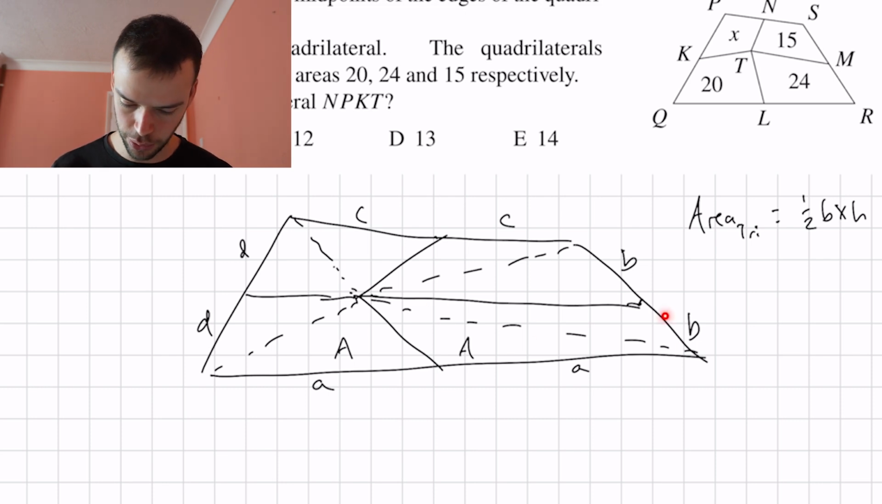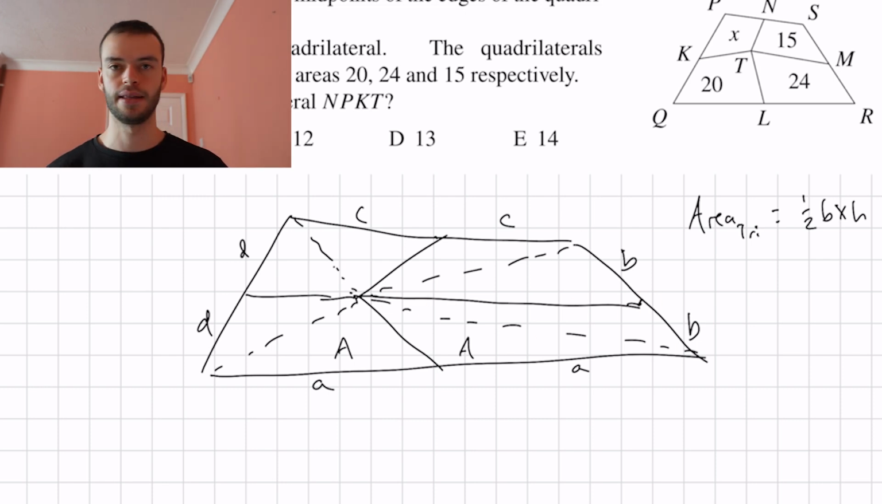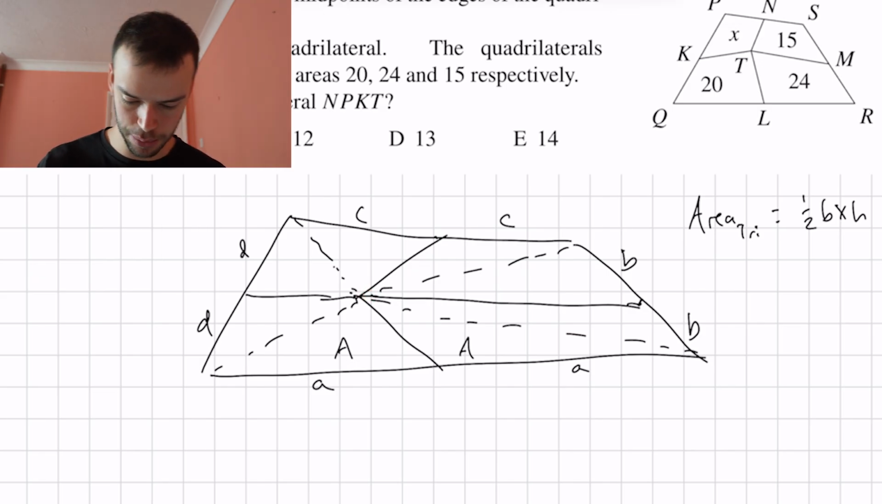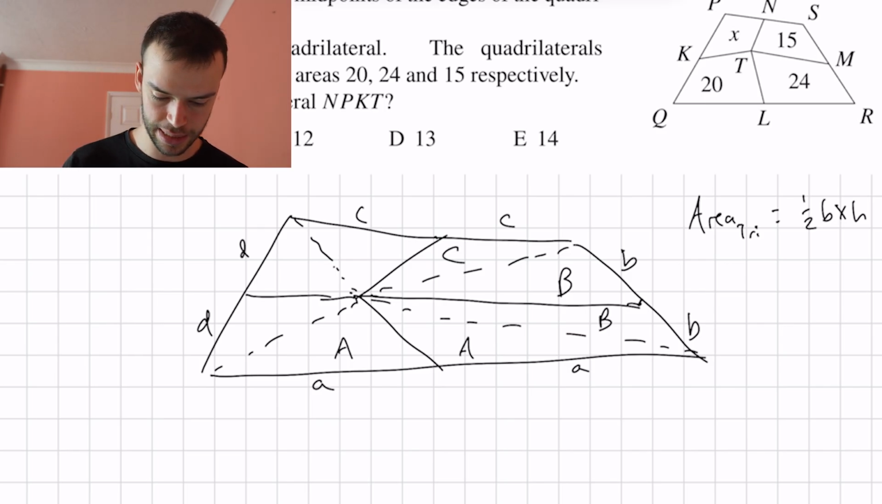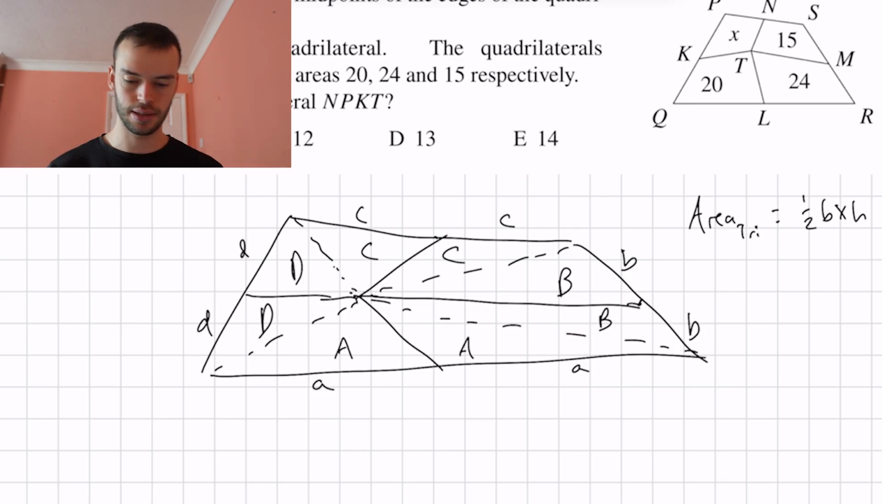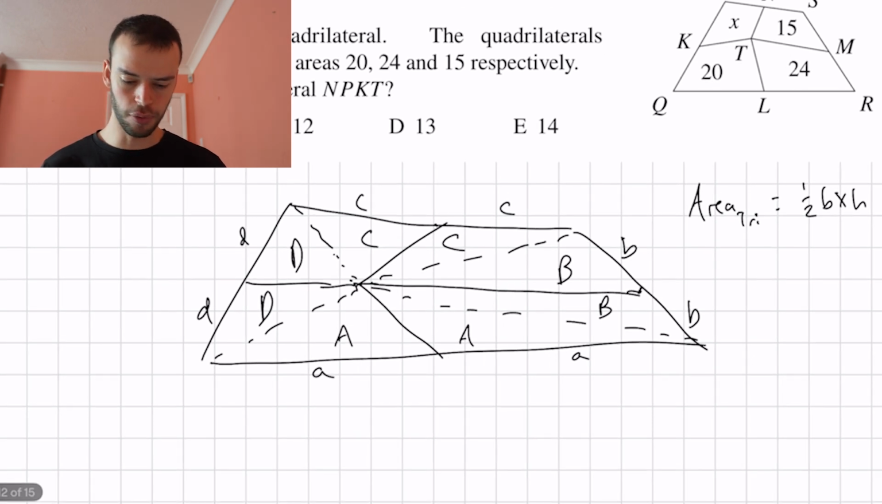So now if I look at this triangle here and this triangle here, they will have the same area because they have the same base, which is B, and the same perpendicular height from T to the base. So therefore, let's label these areas capital B and capital B. Likewise, we can do capital C and capital C, and capital D and capital D. Nice. Now I know the areas of some of these quadrilaterals. This one is 20, this one is 24, and this one is 15. Therefore, capital A plus capital D equals 20.